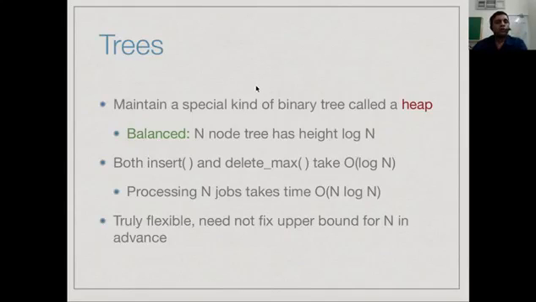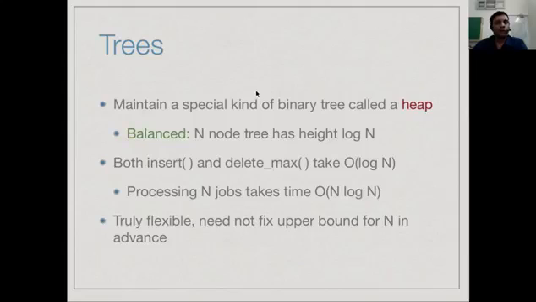Then we saw a trivial two-dimensional array which gives us an n root n solution. That is a root n operation for each of these. So over n operations, it's order n root n. But we said that we will find a much better data structure using a tree of a special type called a heap. So the heap is going to be a balanced tree whose height is logarithmic in the size.